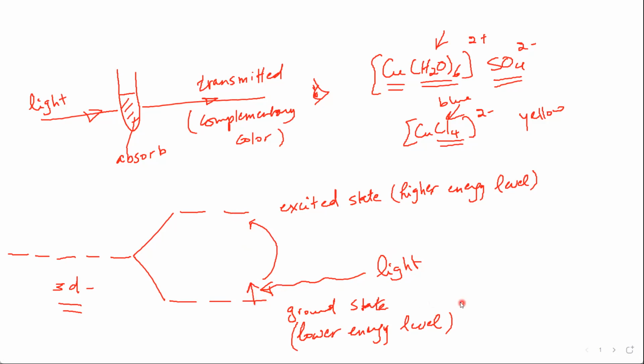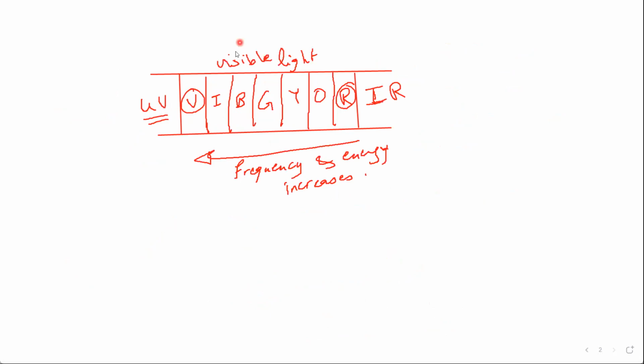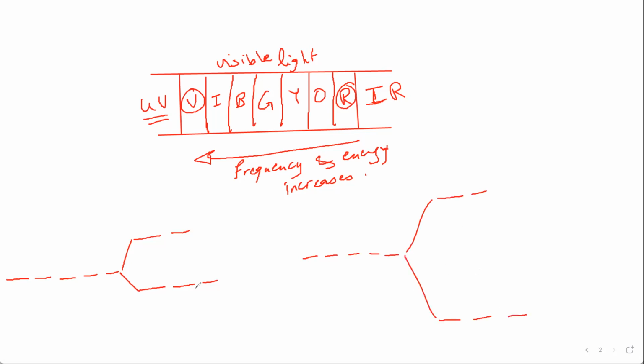But if the energy gap is bigger, so I'm going to draw two drawings here to compare between them. Either here we have a small difference between the two energy levels, or we have a big difference between these two energy levels. So if the electron is present here, it only needs a small amount of energy in order to be promoted from the ground state to the excited state.